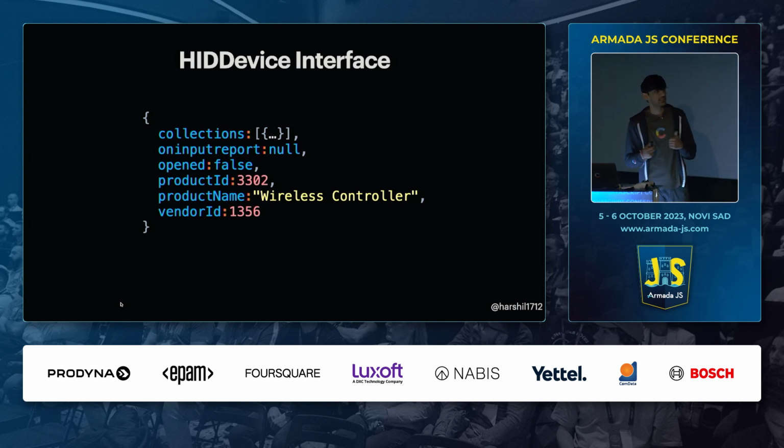And then there is a function that is on input report. And then there is a flag that is opened, which over here is false. So by default, whenever you connect a device, it gets connected, but that connection is not open. The connection is closed, and you have to manually open up the connection so that the exchange of information can take place and data can flow between the devices. And then there is the meta information like the product ID, the product name, and the vendor ID.